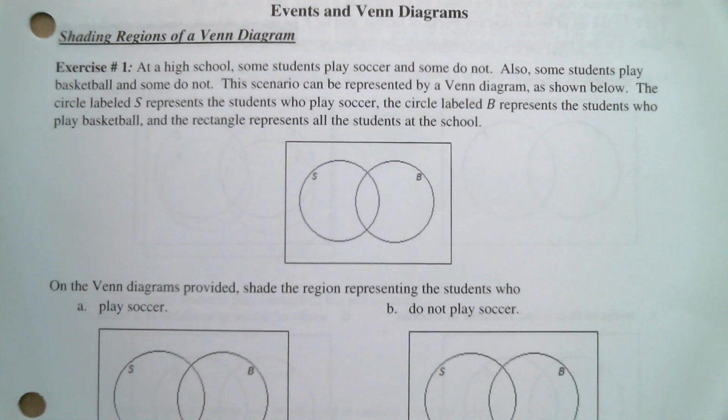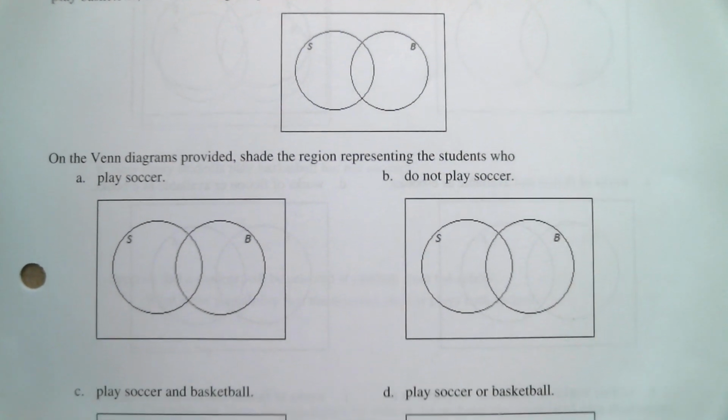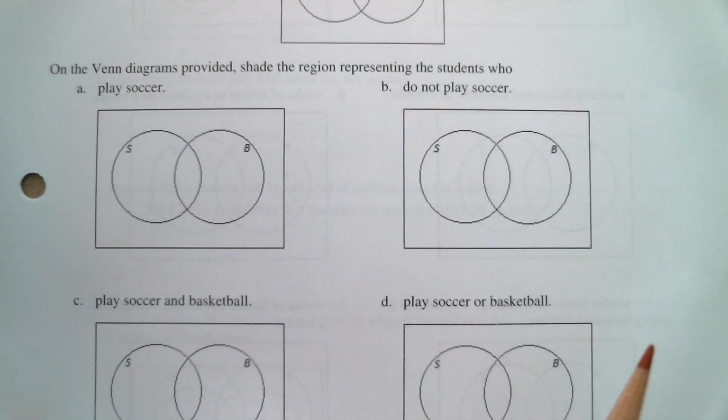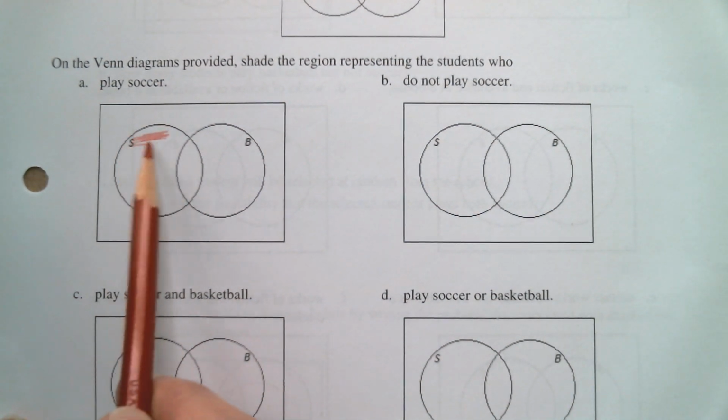On the Venn diagrams provided, shade the region representing the students who play soccer. So for A, students who play soccer, well, that's all of circle S.